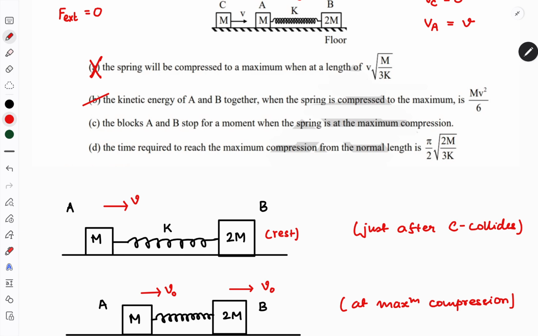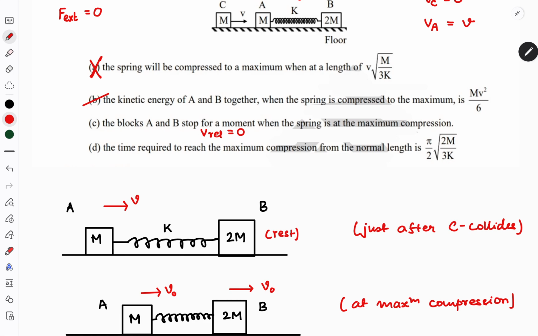Now the problem is stating the blocks A and B stop for a moment when the spring is at maximum compression. Again, is this statement perfectly correct? No, it is incorrect, because they both are moving with the same velocity, so the relative velocity is 0. I mistook this as relative velocity. So they do not stop for a moment; they stop for a moment with respect to each other, but they do not stop with respect to Earth.